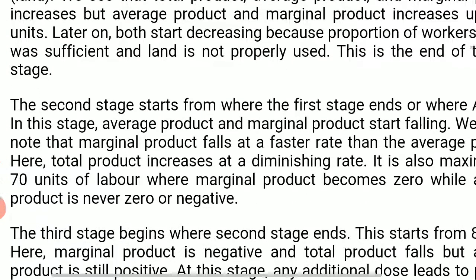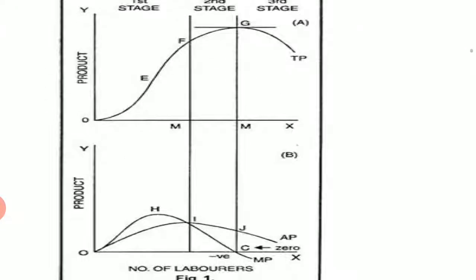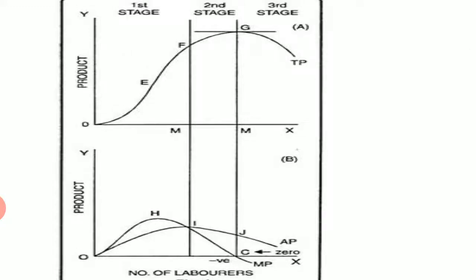This table can be explained with the help of a diagram. Look at this diagram. In this diagram we have given three stages. First stage, when total production is increasing up to E to F, at the same time marginal and average production are also increasing, but marginal production is more than average production, which is shown by point H.